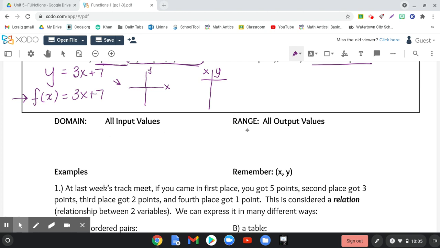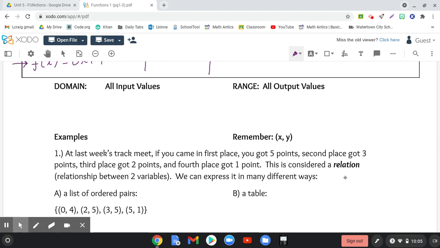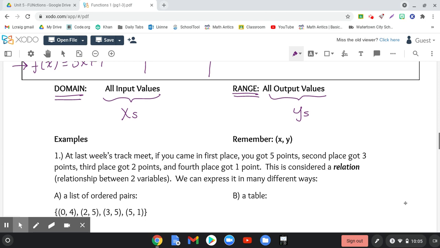Domain and range are 2 terms that are going to come up today, but also at the end of the chapter, we'll dig a little bit deeper into what those look like. So a domain is basically just a list of all your input values, so all of your x's that are being used. And range is a list of all your output values, which are all your y's that are being used. All right, so the x values are what you put into the function. It does this little thing, and out comes a value.